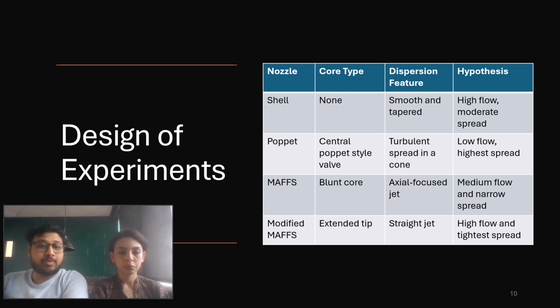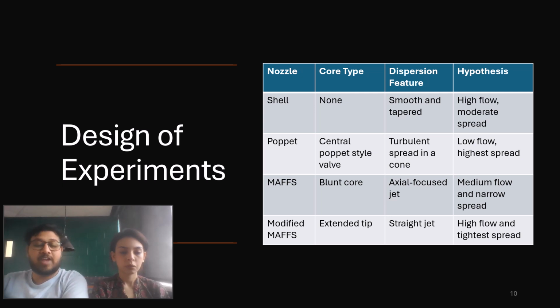So the design of experiments is pretty straightforward. Our predictions were based on our general understanding of fluid dynamics throughout our time at Clarkson. We believed the shell would have the highest flow and would have moderate spread. The poppet valve, which is kind of designed like a fire sprinkler, would have the lowest flow but would have a conical spread and would have the highest dispersion area.